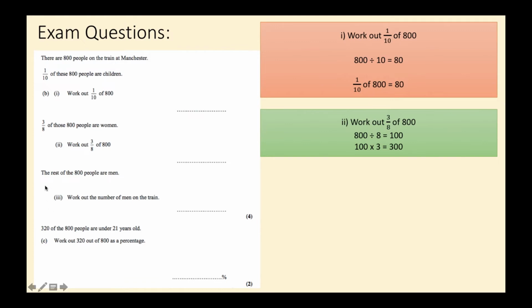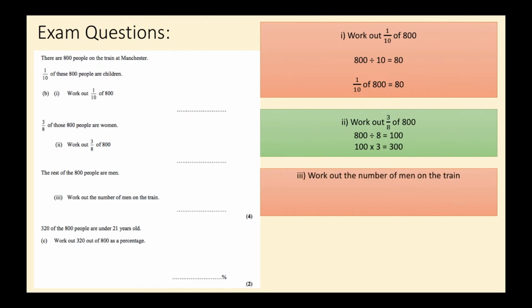It then says the rest of the 800 people are men. Work out the number of men on the train. Well, for this one, we know how many children there are and how many women there are. The number of children is 80, the number of women is 300, and the total number of people on the train is 800. So we must do 800 take away 380, leaving us with 420 men. Nice one. I'm sure you are going through these really fast by now.